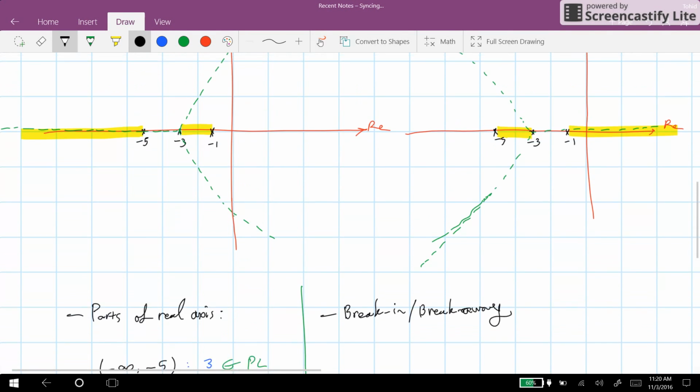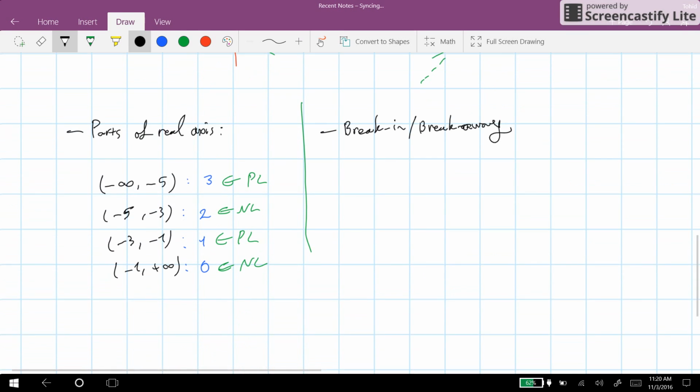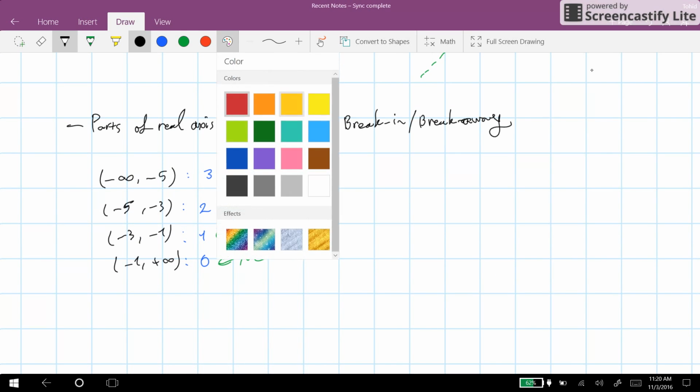Breakaway points for our system. We can already see from the graph that we need to have one breakaway point for the positive locus between -1 and -3, and we need to have a breakaway point between -3 and -5 for the negative locus. So let's see how we can determine that.